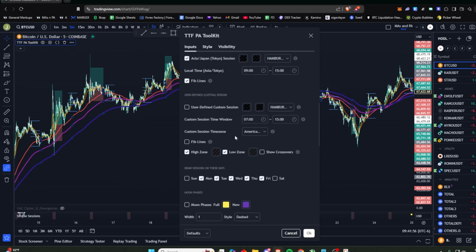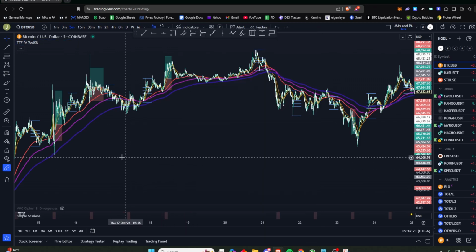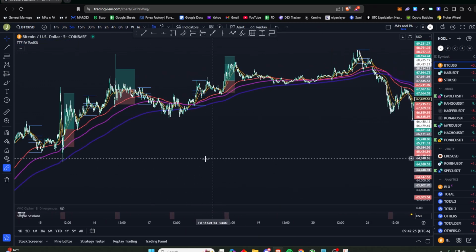the Tokyo session. Now, what I also use are the moving averages, and these are default. So 21, 55, 233, 377, and 610. I also use the price volume candles just to kind of give me some alerts about how the markets are possibly moving. Is there liquidity grabs? So on and so forth. You can learn more about that in the price action toolkit course. So don't want to go crazy into detail about that.